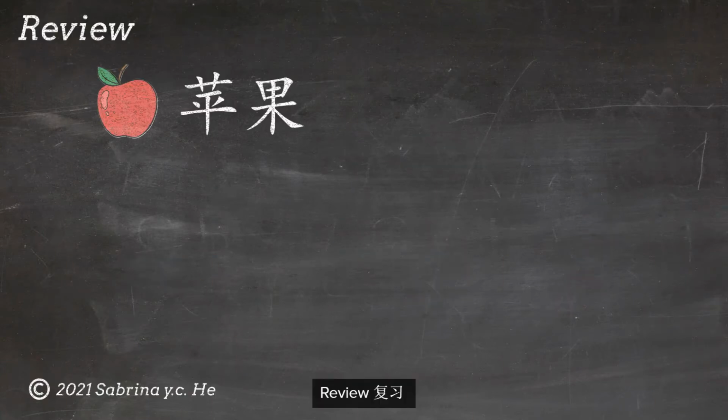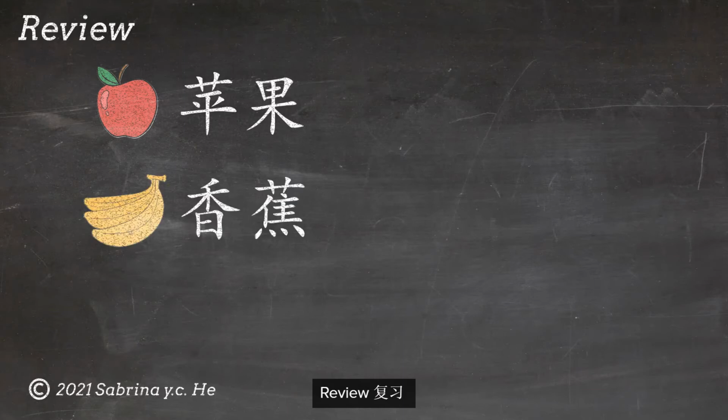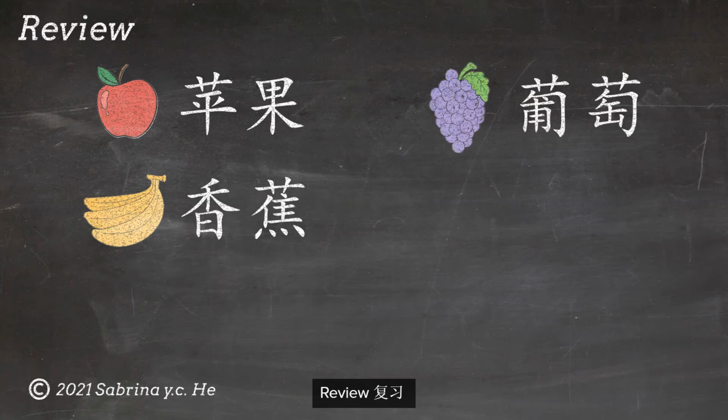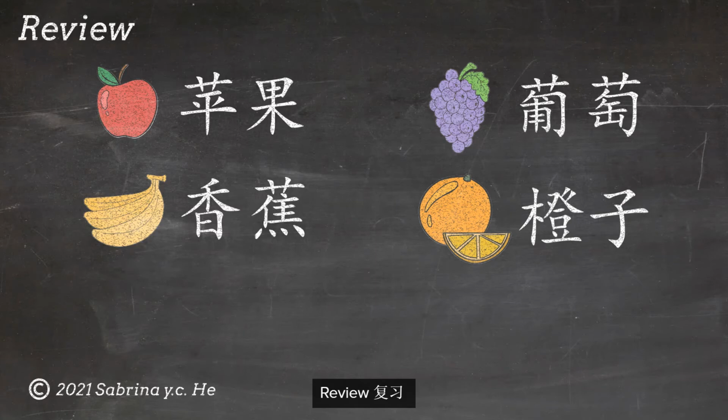Let's review. Apple or apples. 苹果. 苹果. Banana or bananas. 香蕉. 香蕉. Grape or grapes. 葡萄. 葡萄. Orange or oranges. 橙子. 橙子.